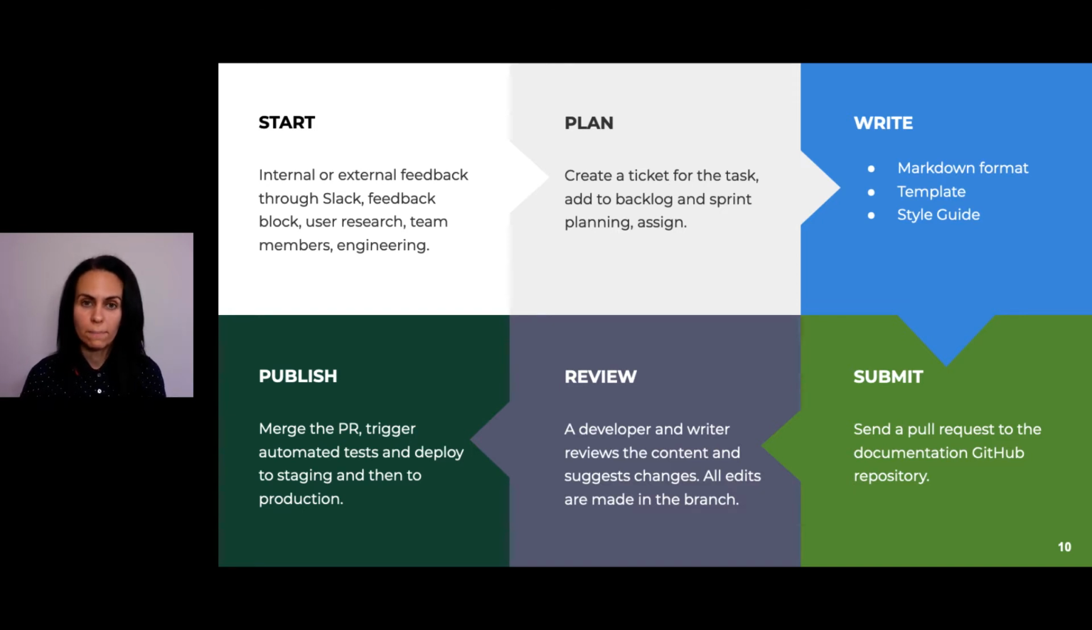When the content is done, the author sends a pull request to the documentation GitHub repository. A developer and writer review the PR, they suggest and discuss changes, and once it's final, we approve and merge it. We work with continuous integration and deployment, so once the PR has been merged, the new code or content goes through automated testing and is deployed to our staging, then to our production site. As I mentioned, the whole process from ticket creation to merging the PR is fully transparent, and anyone can see and contribute to it at any step on GitHub.